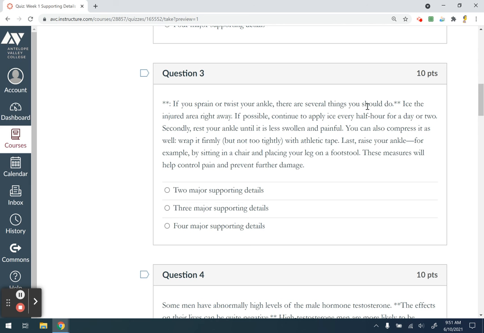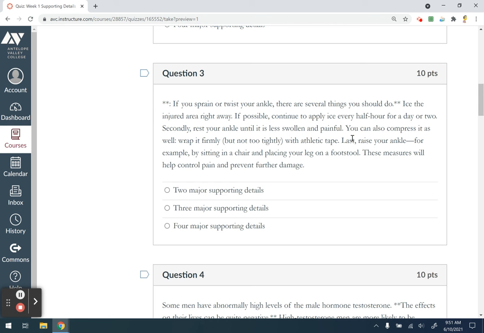And what the several things you should do, this is going to be a list. They're listing these major supporting details here. So 1 is ice the injured area. Secondly, so there is a transition there. Secondly, rest your ankle until it is less swollen and painful. So that's 2. 3 is you can also compress it. So here's another transition. It didn't come in the beginning, but it came in the middle. Also. Secondly, also, that's 3 major supporting details.